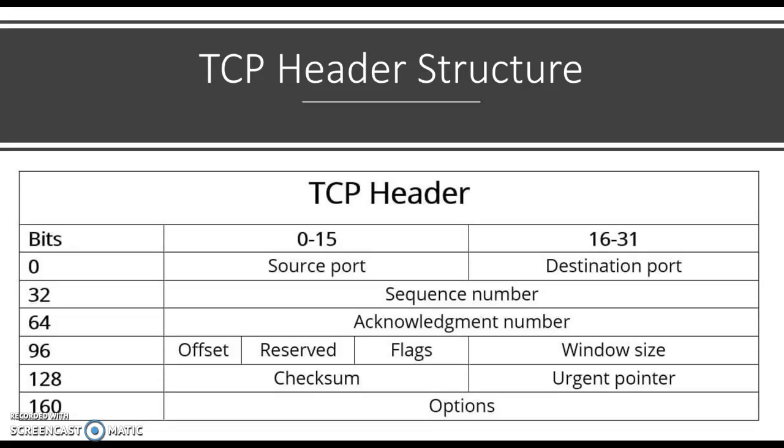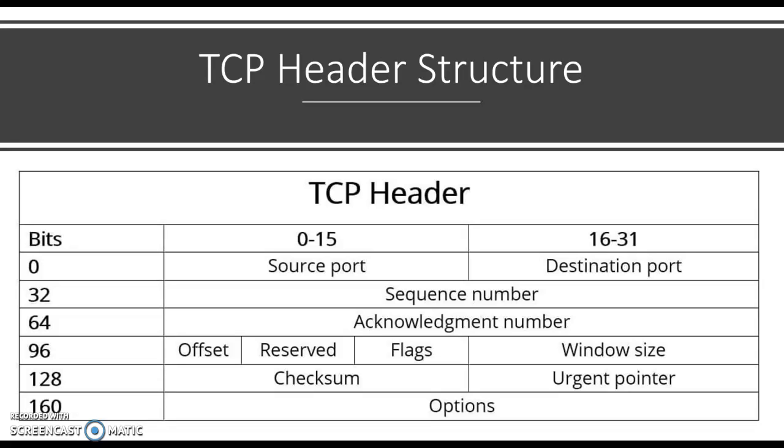Next are the flags. There are 6 possible single bits in the flags field, which enable various TCP actions for organizing communication and data processing. And finally, we have the window size, which is the field that specifies the number of bytes that the sender is willing to receive. On the next row, we have checksum and urgent pointer.